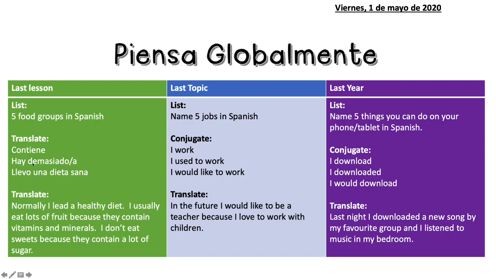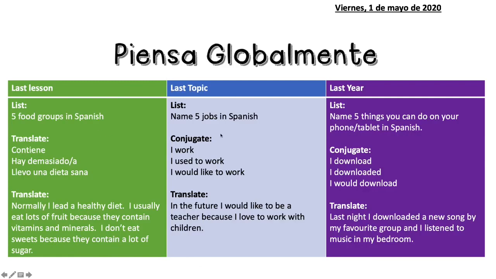Traduce. Contiene, hay demasiado, llevo una dieta sana. So translate these 3 sentences, very short. And then traducimos el párrafo. Translate this paragraph. Again, use the notes from the last lesson and module 8, the vocab booklet. Yeah. If you don't have the vocab booklet, remember you have that uploaded into MS Teams. Just go to Files and then go to Vocabulary, Module 8.